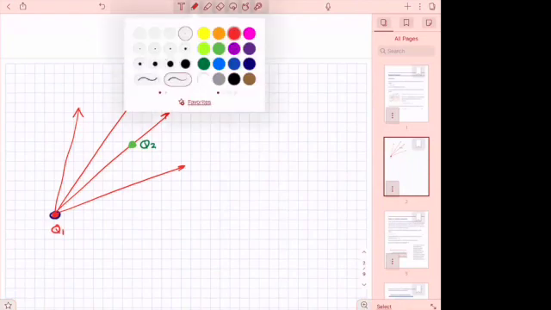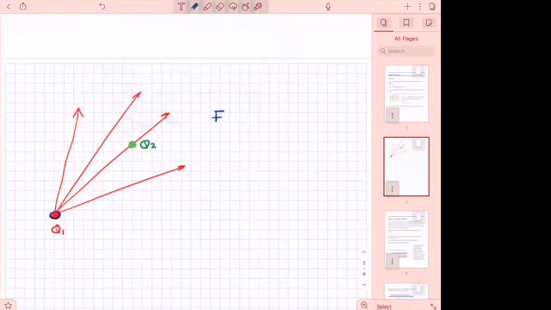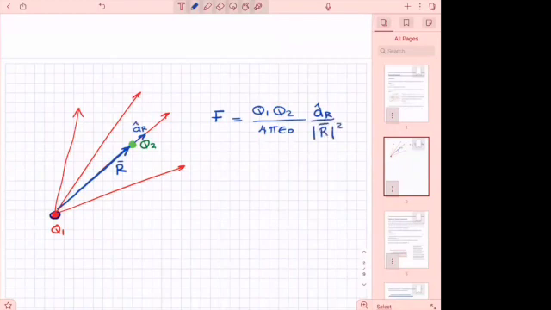the force that you see is Q1 times Q2 over 4 pi epsilon naught. And if this is the distance between the two, you call this R, then it is a sub R, let me write it this way so it has that direction, a sub R divided by the magnitude of R squared. All right, that's what we learned.